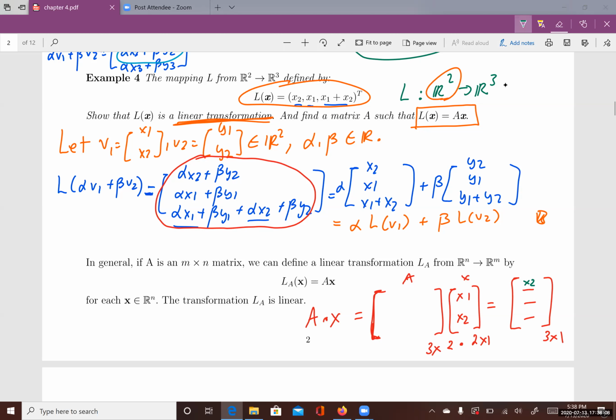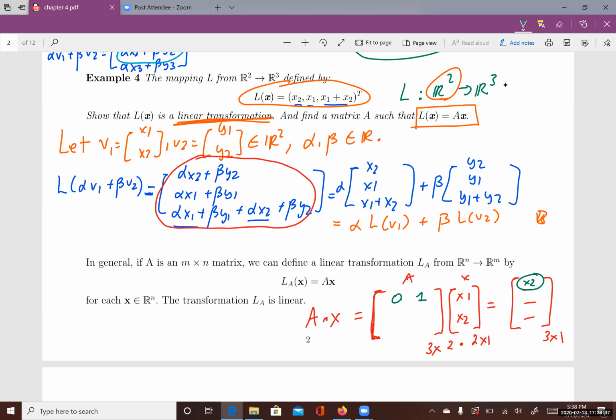So what is the first row? What does the first row look like? When you take this row and multiply by this vector, you get x2 as the result. So it should be 0, 1. Right? Because when you do the dot product, it's 0 times x1 is 0, 1 times x2 is x2. So that works.